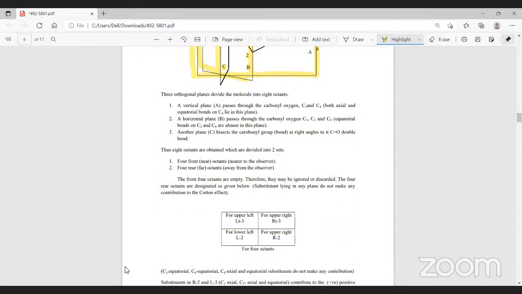First one, 4 front octants, and second one, 4 rear octants. Front octants are near to the observer, and rear octants are far from the observer. The 4 front octants are usually empty, therefore they may be ignored.